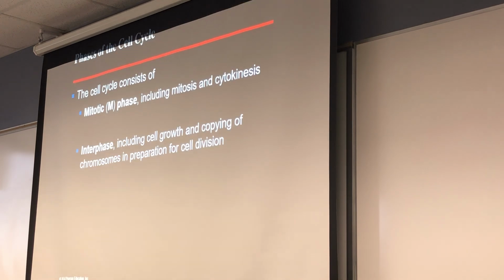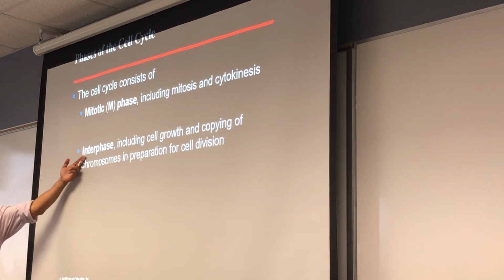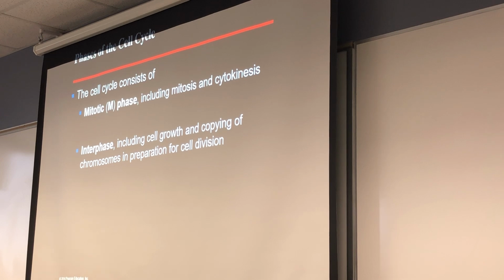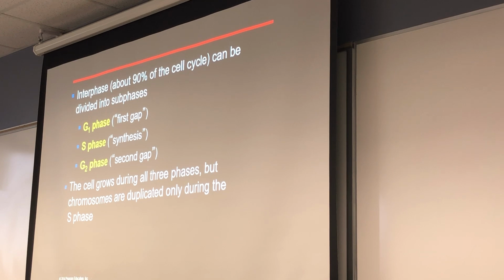Okay, good question. So the cell cycle consists of the mitotic, that is the M phase, that includes the mitosis and the cytokinesis, right? The division of DNA, division of cytoplasm, and the interphase. That's basically what includes the cell growth and the S phase, the DNA synthesis, DNA replication. That is the copying of chromosomes in preparation for cell division. So here basically the interphase. This is about 90% of the cell cycle. We divide it into these subphases.